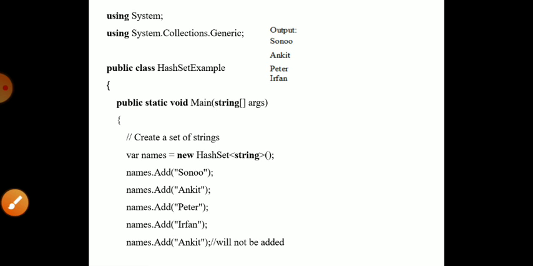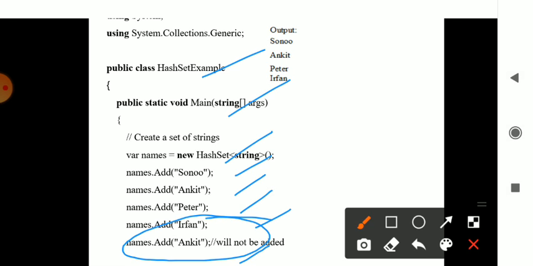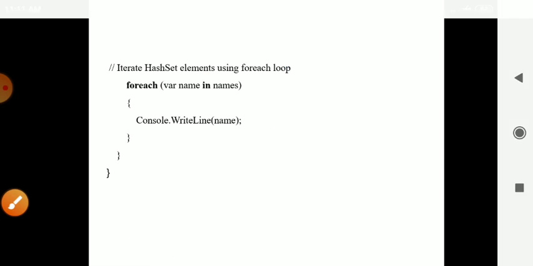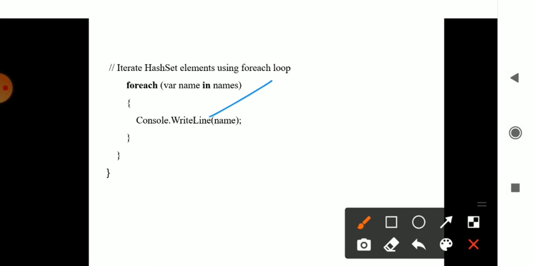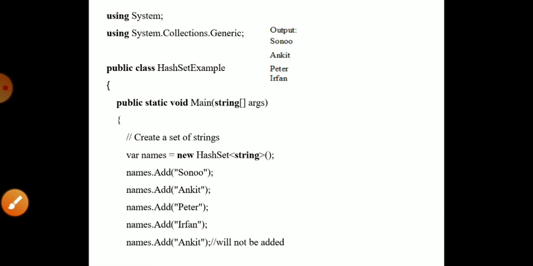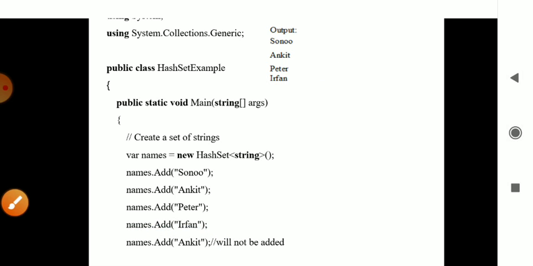So you can check out the same example with a HashSet example. In the Main method, the variable names is considered with the string type. You have names.Add Sonu, Ankit, Peter, Irfan, Ankit. Okay, once again Ankit is repeated, so it will not be considered in the output. It doesn't accept duplicates. And you have the foreach loop, all the variable names are fetched and printed on the screen. So the output of this program is Sonu, Ankit, Peter and Irfan, and the repeated Ankit will not be printed on the screen. This is your HashSet.